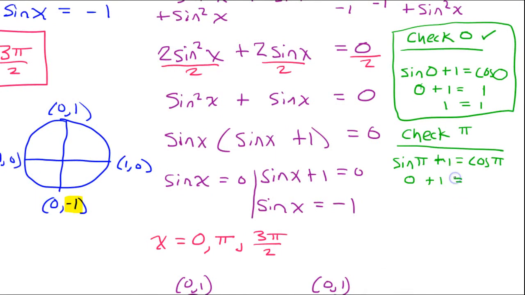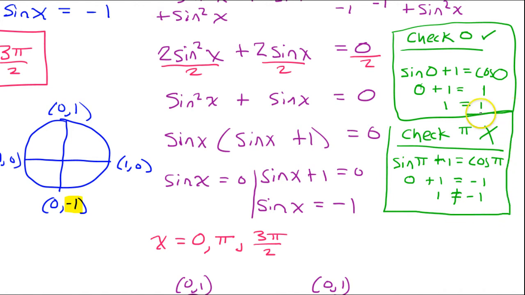Uh-oh, trouble in paradise. So here I'm getting +1 equals -1. That's a no. Those are not equal. In fact, maybe I'll just put a not equal to sign right here. So this one did not check out. So pi did not check out. So I'm going to have to throw that solution right on out.